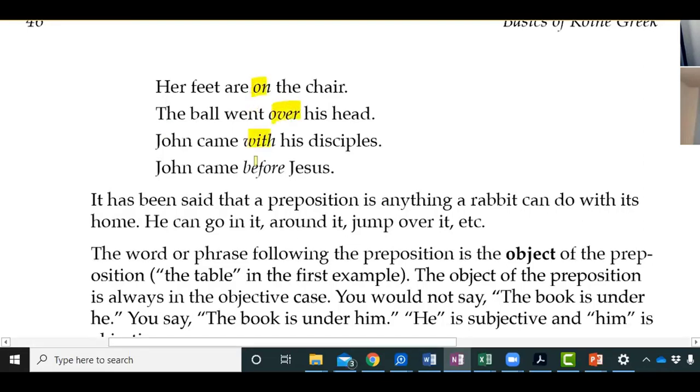He gives you other examples of prepositions, and you know these instinctively: on, over, with, before. Prepositions can be of all sorts. His feet are on the table, that's spatial. The ball went over his head, that's spatial. John came with his disciples, that's spatial and associative, perhaps. John came, not God. John's not God.